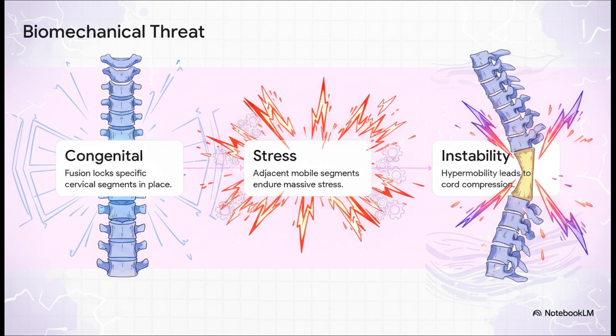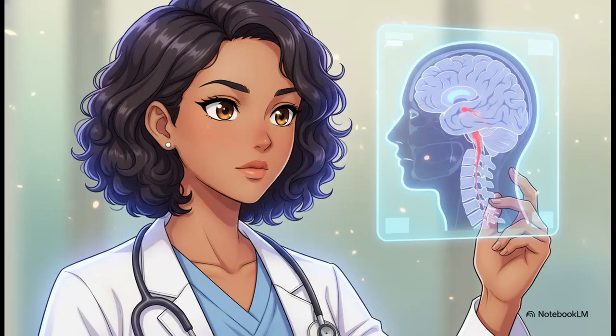Those adjacent segments have to massively overcompensate just to allow any neck movement at all. Over time, this extreme hypermobility leads to severe cervical instability, which eventually causes cord compression and myelopathy. Basically, the healthy joints are literally destroyed by doing the work of the fused ones. And this is exactly why getting an MRI is absolutely essential. An X-ray or CT will show you that bony wasp waist, sure, but you need an MRI to hunt down these severe soft tissue and neurological complications.